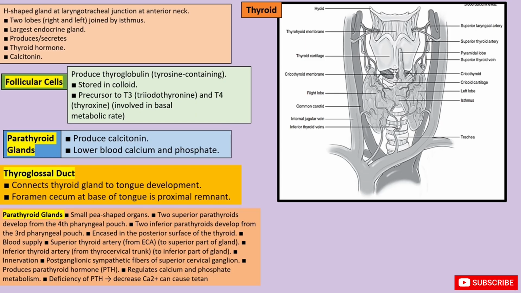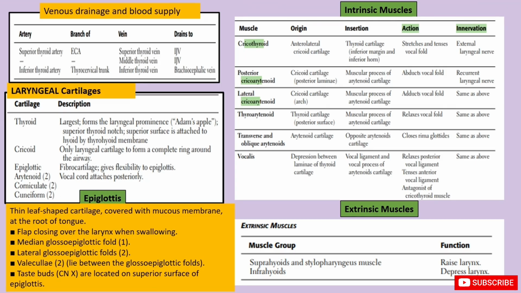Parathyroid glands are very small glands close to the thyroid gland. They're small and pea-shaped, and they have the same blood supply as the thyroid because they're located very close to it. As I told you, the parathyroid gland produces parathormone. If you have a deficiency of parathormone, it can lead to tetany because of low calcium. So we can see the blood supply on this slide here.